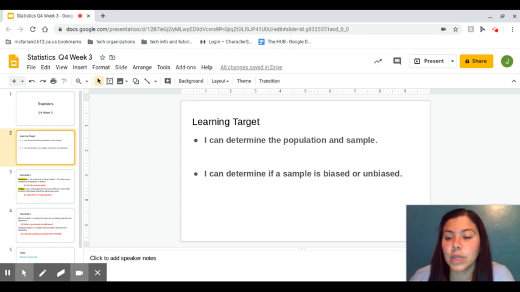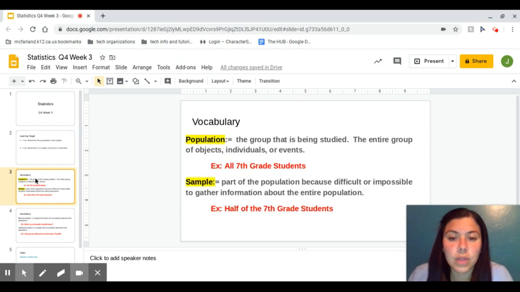So we're going to start first with our 4 new vocabulary words. We have population. Population is the group that is being studied, the entire group of objects, individuals, or events. So, for example, I have all 7th grade students.